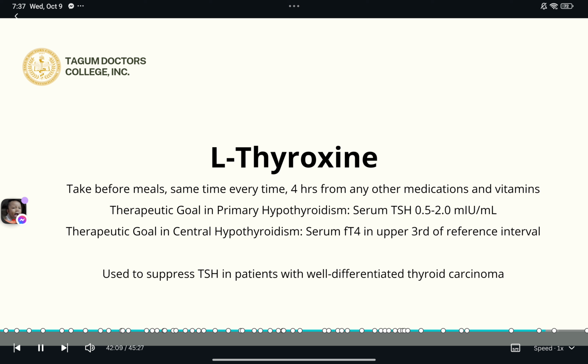And therapeutic goal niya in central hypothyroidism is to reach a serum FT4 in the upper third of the reference interval. So this is also used to suppress TSH in patients with well-differentiated thyroid carcinoma. So TSH is used to monitor treatment in those receiving hormone replacement therapy and monitor adequacy of suppression in patients with thyroid malignancy.